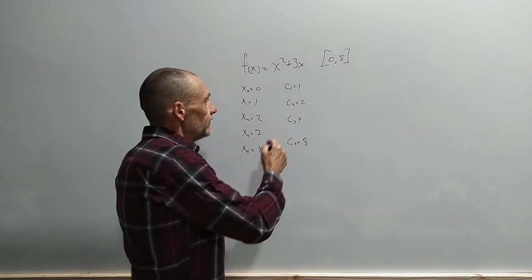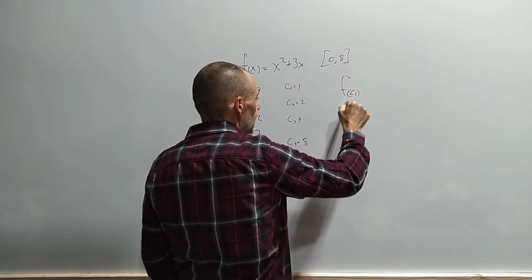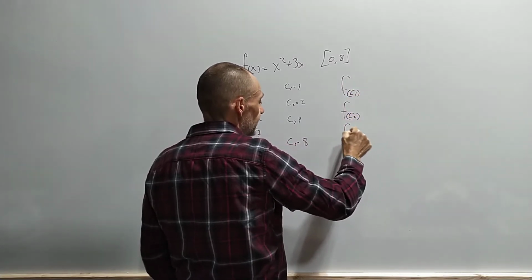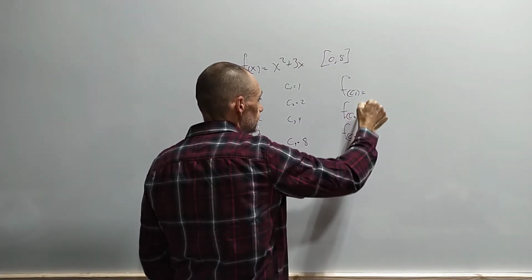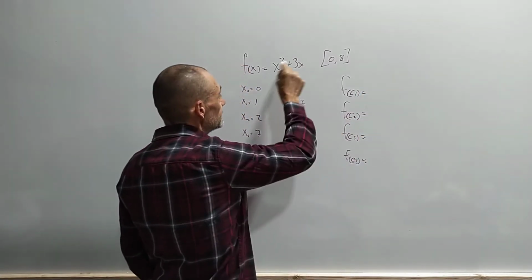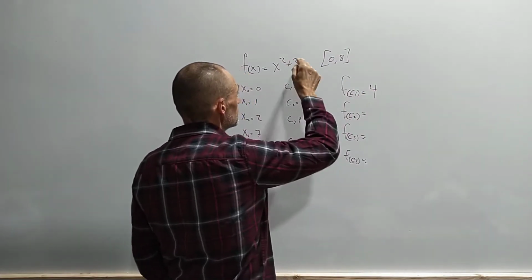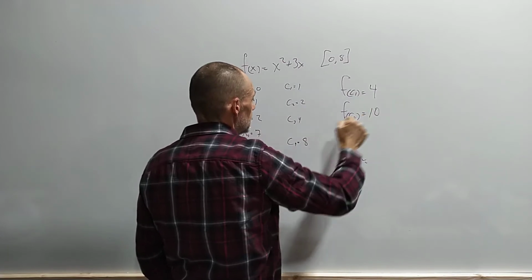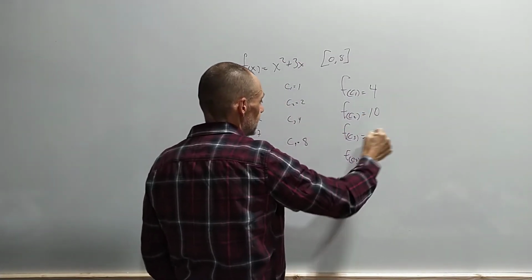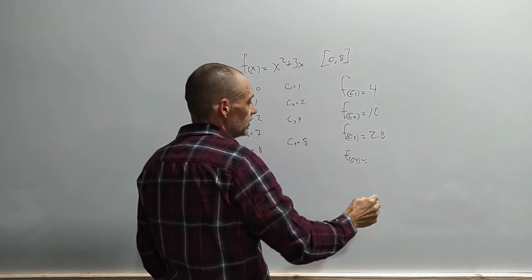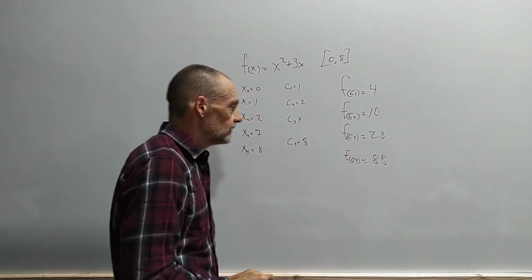So how do we solve this? Okay, so first of all, we plug the c's into f. So we get f of c1, f of c2, f of c3, and f of c4. So 1 is going to be what? 1 plus 3 is 4. 2, that's going to be 4 plus 6, that's 10. 4, 16 and 12, 28. And plug in 8, you get 64 and 24, 88, right? Okay, so we've got those numbers.